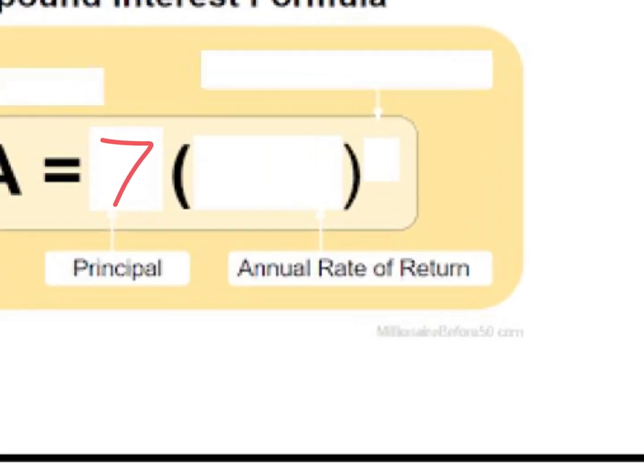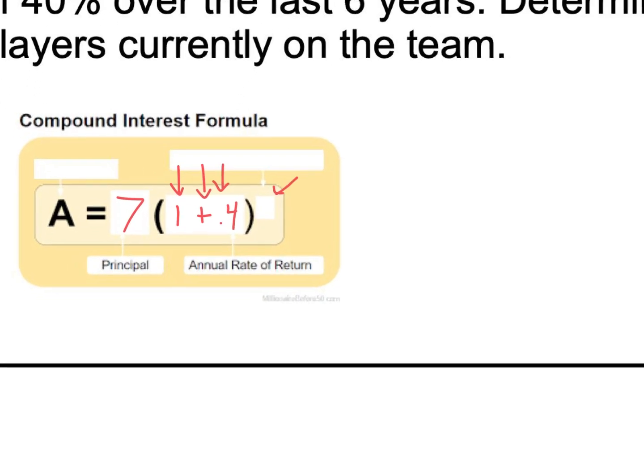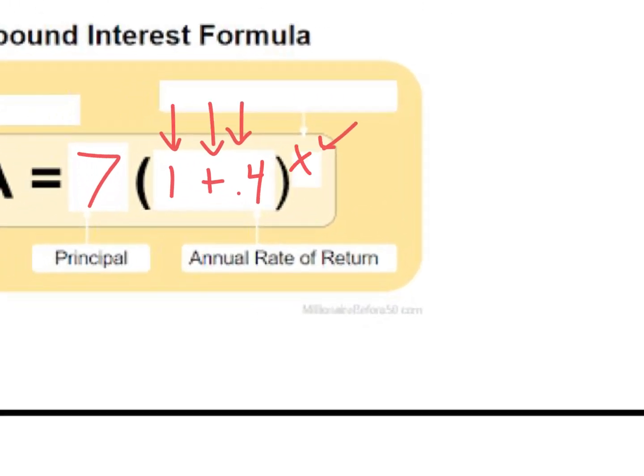Spencer, what do you think I should put in here if I want to get 40% growth? Hint 1. 1 plus 0.4. Correct, sir. That's 40% growth. Victoria, what do I need up here? Usually we have an X, but did they tell me anything about the problem that makes me think I should put something besides X up here? Ah, it's the years.